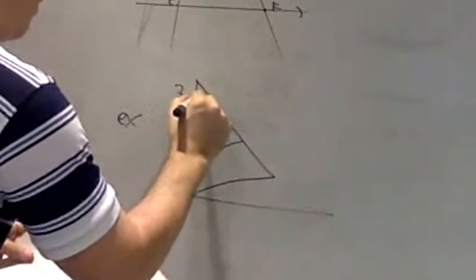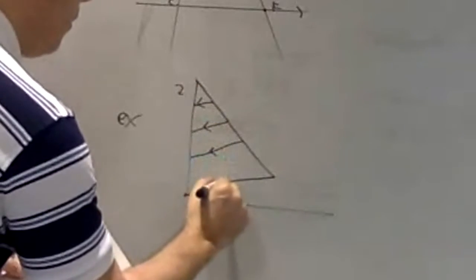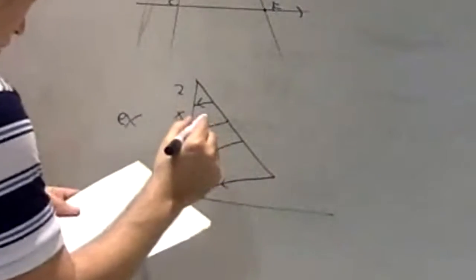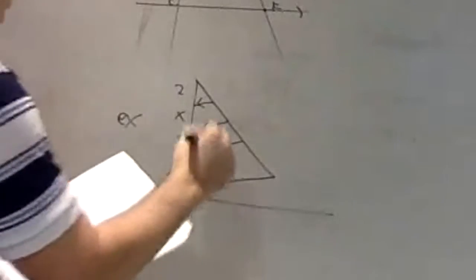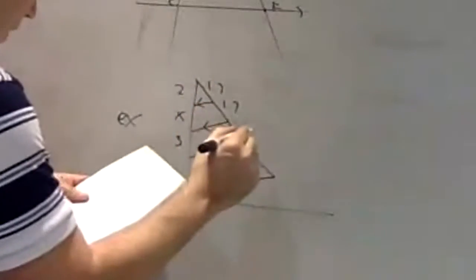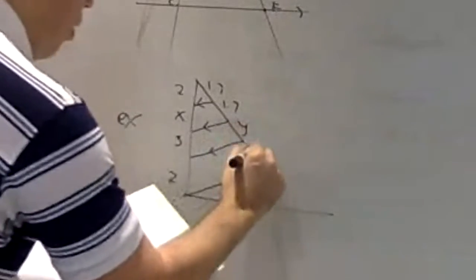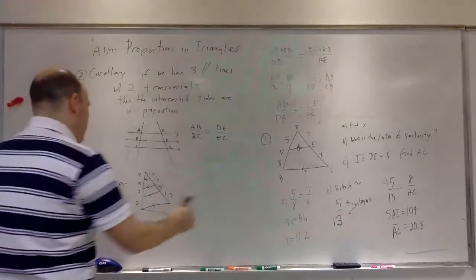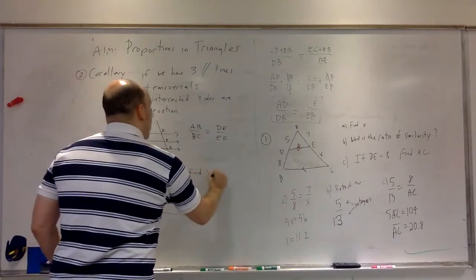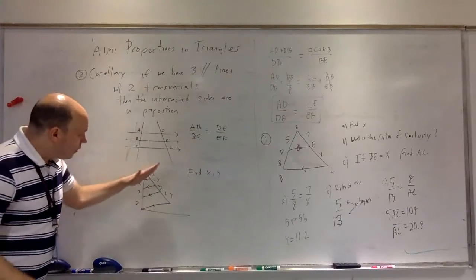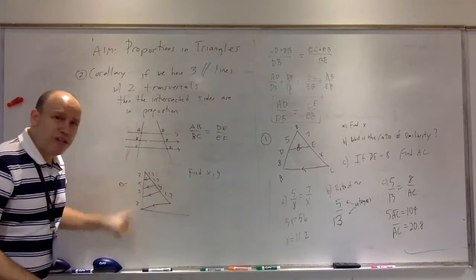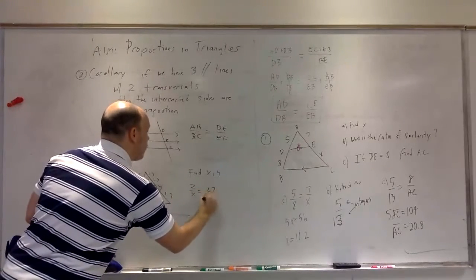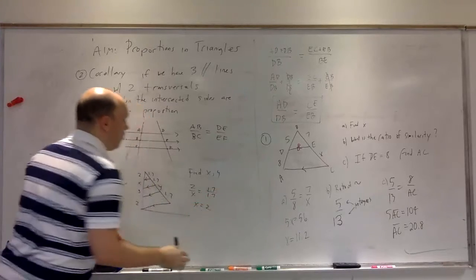All these lines are parallel. The lines are the transversals, and these are the measures. It's 2x, 3, 2, 1.7, 1.7, y, 1.7. And the idea is find x and y. You say, okay, all these lines are parallel, and these are the two transversals, so 2 to x is equal to 1.7 to 1.7, so x equals 2.